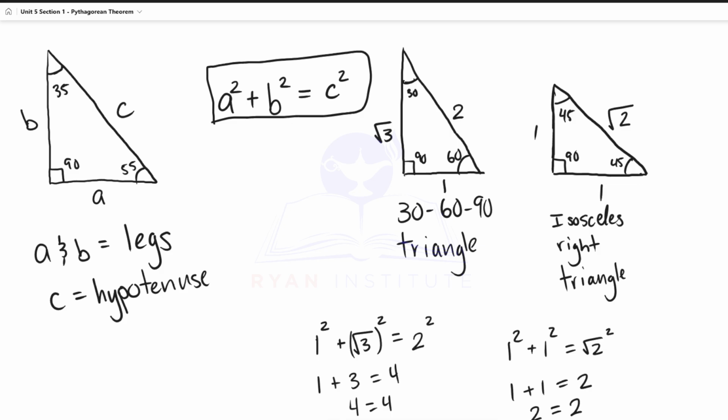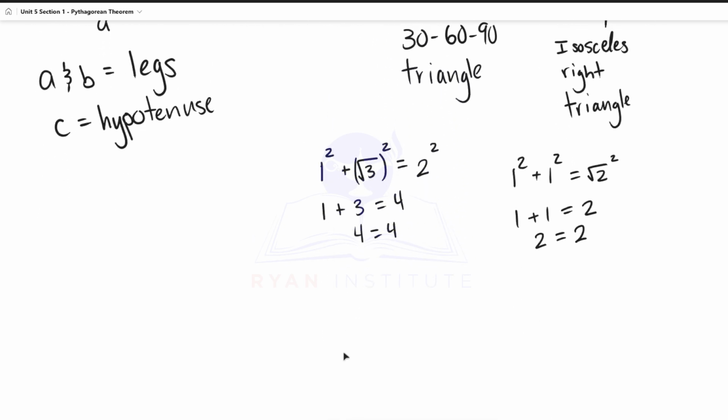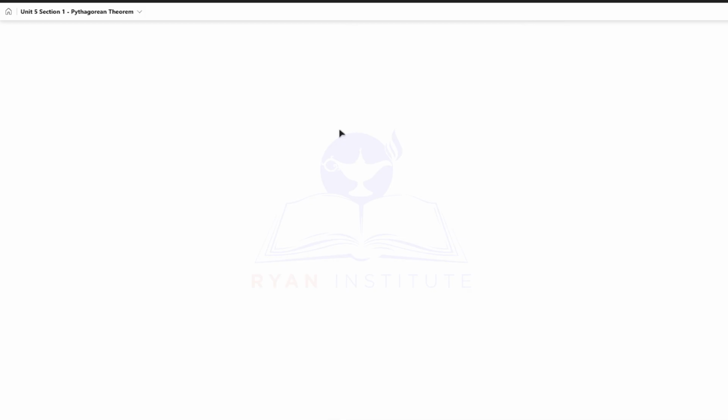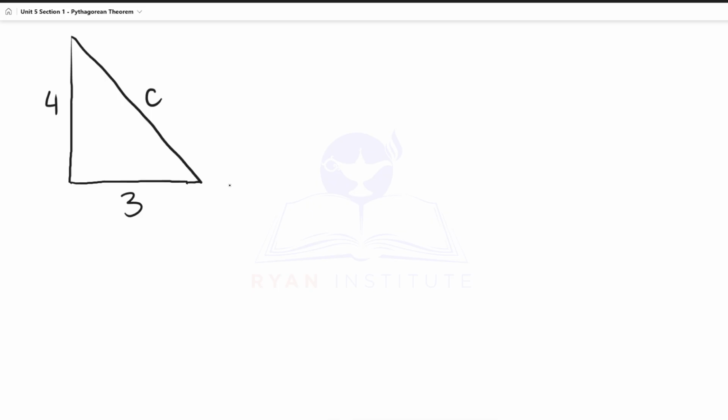So now let's do a practice problem, right? Let's say I have a general right triangle. We'll say this is 3, this is 4, but we don't know the length of the hypotenuse. So I want you to take a minute, see if you can apply the Pythagorean Theorem equation to find the hypotenuse of this triangle.